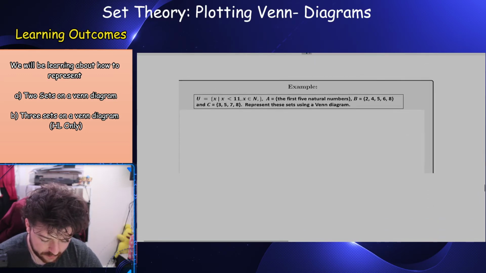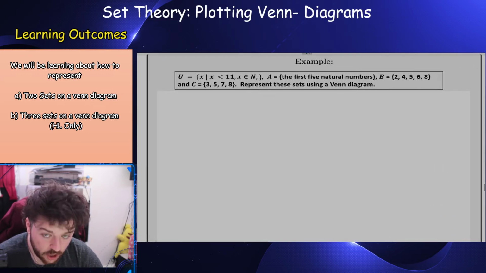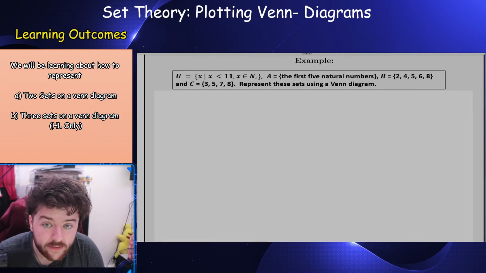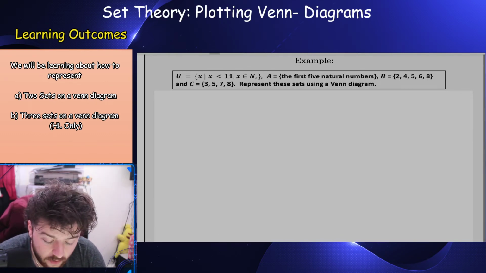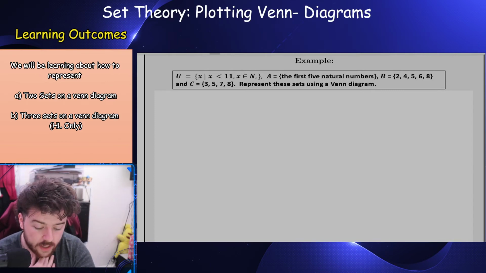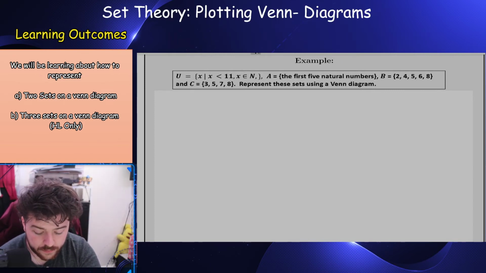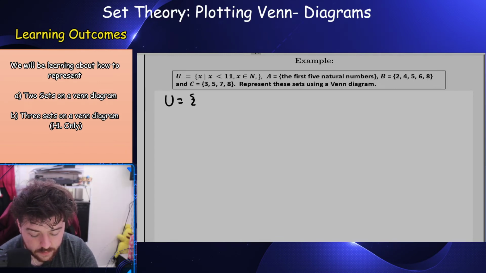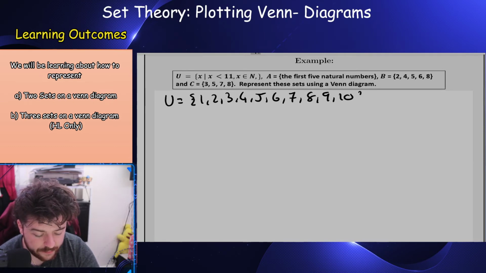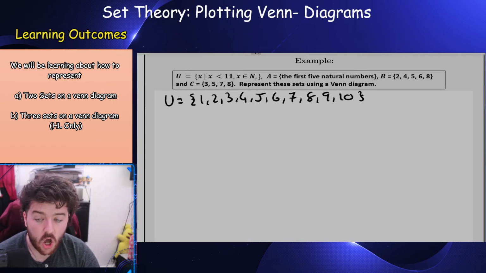Okay. So, my universal set is equal to, now we have a set generating rule here. x such that x is less than 11 and x is an element of natural numbers. So U is going to equal 1, 2, 3, 4, 5, 6, 7, 8, 9, 10. So it's all the elements.